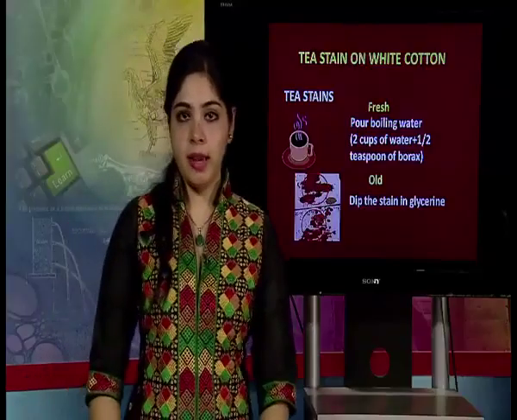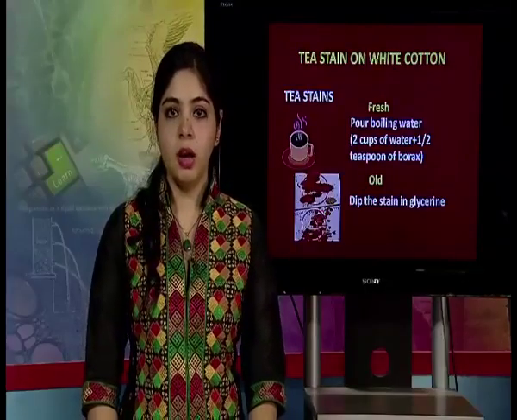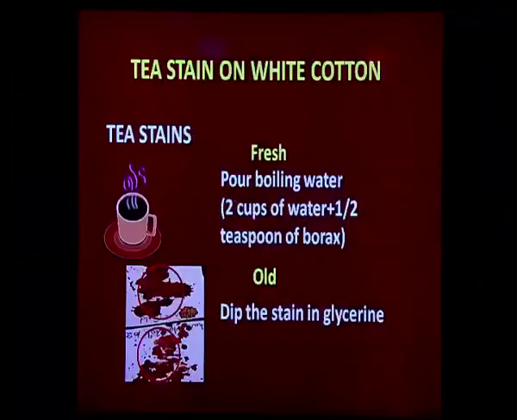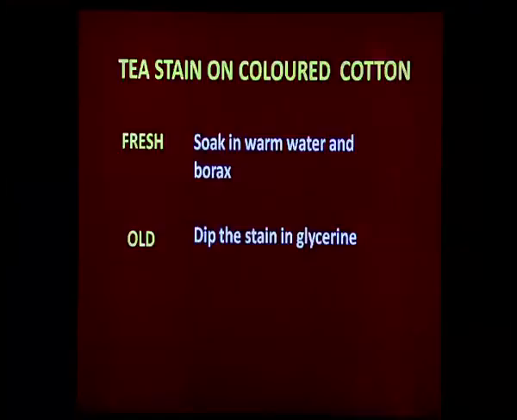To remove tea stains from the fresh fabric, you need to pour boiling water with a teaspoon of borax into it. For the old stain, dip the stain in glycerine. For colored cotton, soak in warm water and borax, and for the old stain, dip the stain in glycerine.